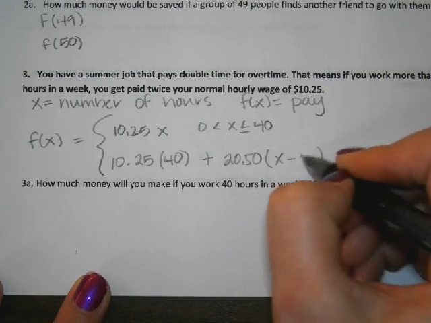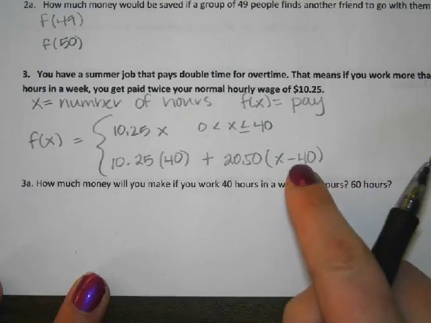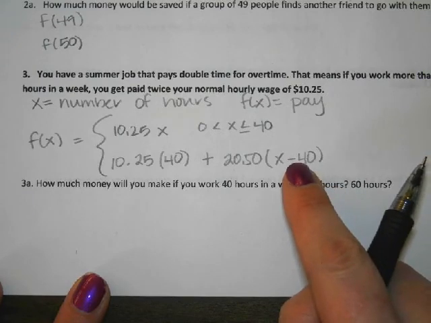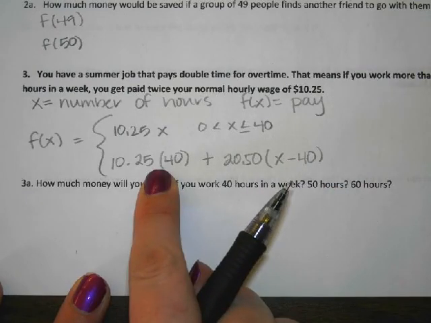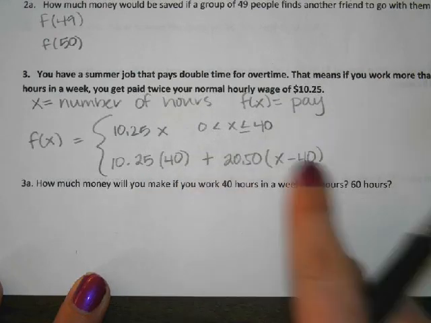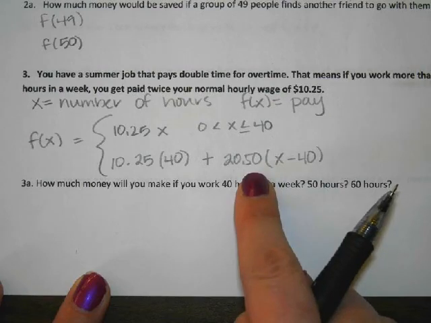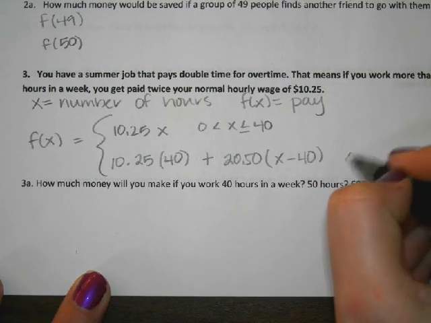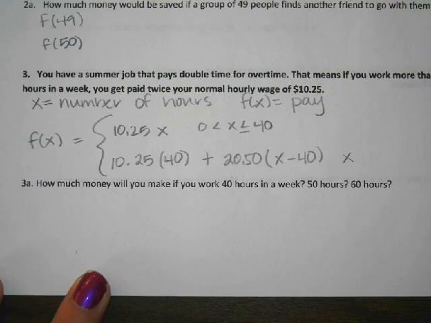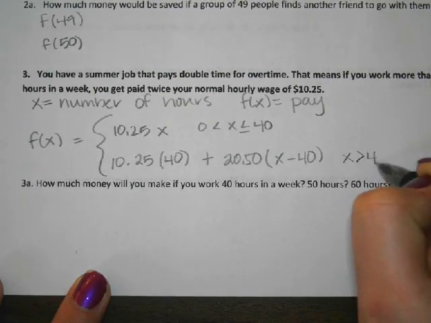X minus 40. So if I worked 50 hours that week, then for 40 of the hours I got my regular rate, and 50 minus 40 is 10, and so for 10 hours I got my extra rate. And this is going to be for X's greater than 40.